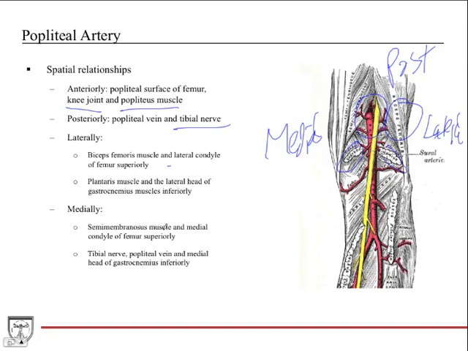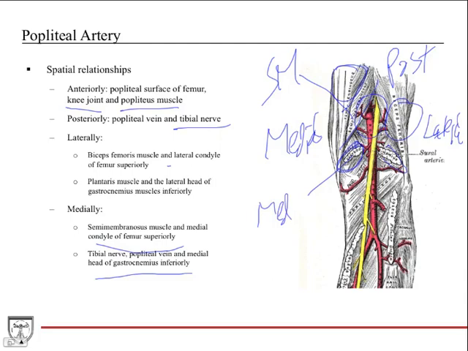Medially, you have the semimembranosus muscle and the medial condyle of the femur superiorly. Here's semimembranosus right here, so this is the muscle, as you can see. That's superior to it on the medial aspect, and then you have the medial femoral condyle right here. And then you also have the tibial nerve, popliteal vein, and then the medial head of the gastrocnemius inferiorly. So you have this medial head right here. That's the medial head of gastrocnemius.